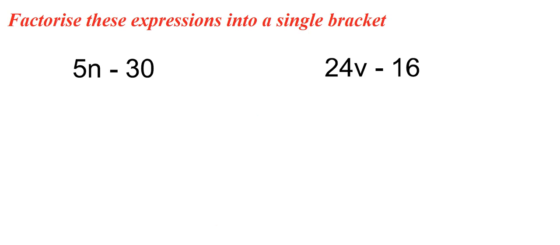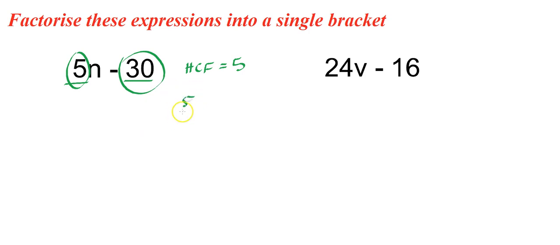Let's find out how to do it. 5n minus 30. We look at the coefficient and the number over here, and we need to find the highest common factor of these two numbers. What is the highest common factor of 5 and 30? If you know your times tables, you'll know straight away that the factor shared by both 5 and 30 is 5. But maybe you don't know how to find it just by looking, so you might need to go through a little bit of a process.